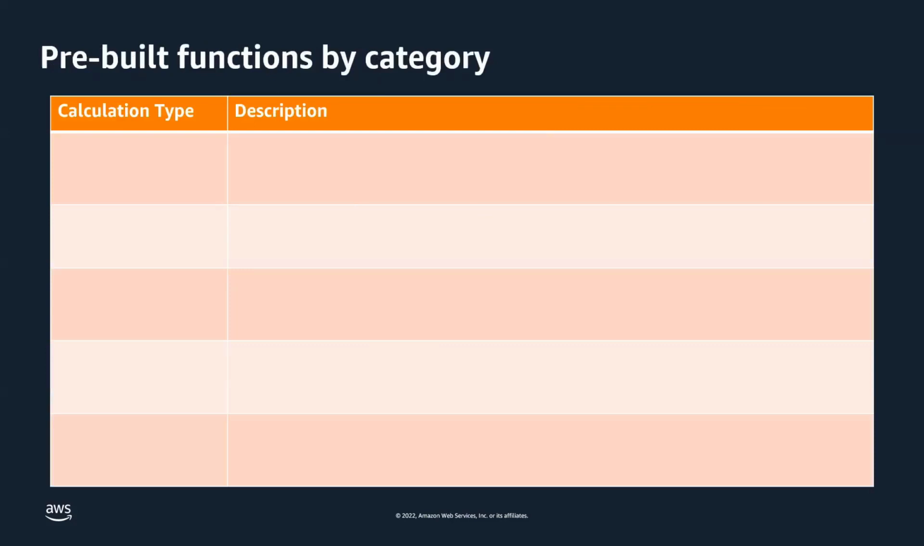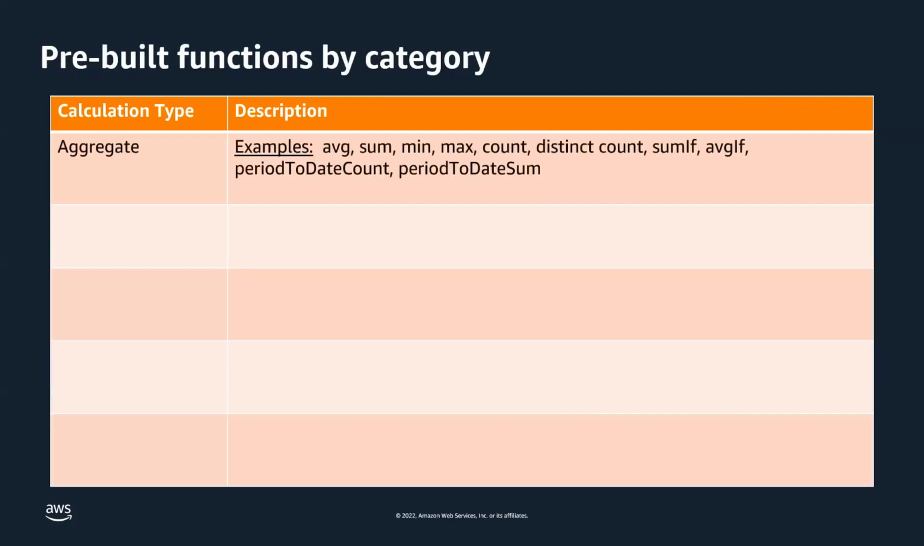We do have a number of pre-built function categories to help you expedite creating these calculations to meet your use case. We have aggregate calculations, which will include your typical average, sum, min, max. We have sum if, average if, to add some conditional logic. And we also have period to date functions.